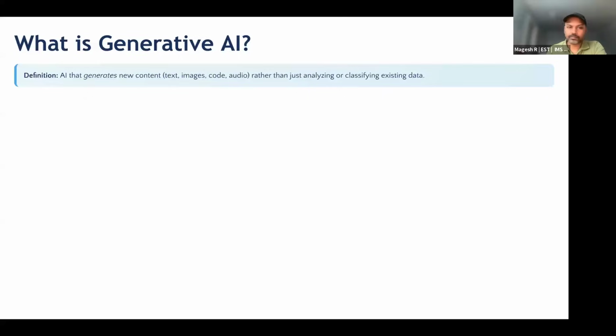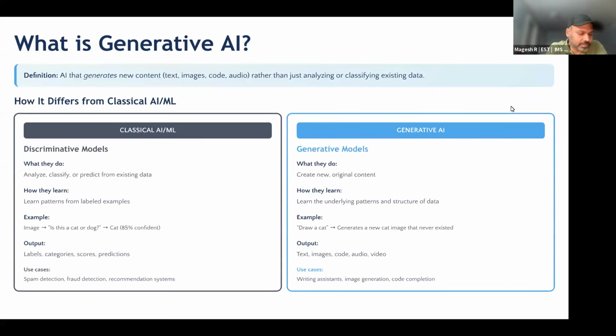Generative AI is an AI that is generating new content. Initially, it started with text. Now it has transformed to what everyone calls multimodal, which is text, images, audio, video, code, and so forth. And the important thing is, it is general purpose. So it's different from classical AI and ML applications.